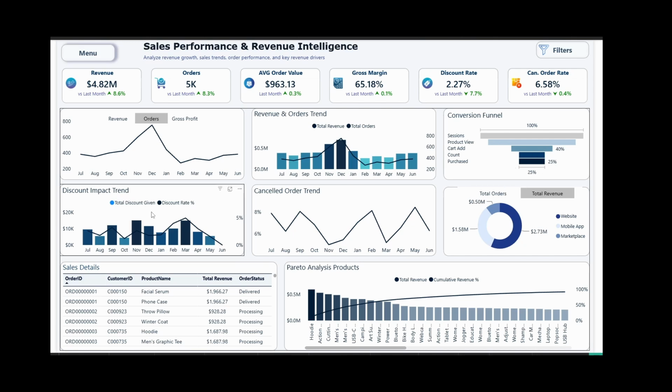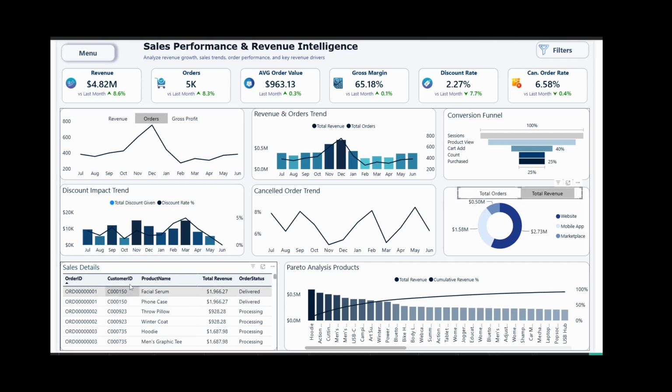The order funnel is a visual that tracks the customer journey from website session to product view, to add to cart, and to purchase. This helps the business identify where customers leave the buying process so they can improve the conversion rate.